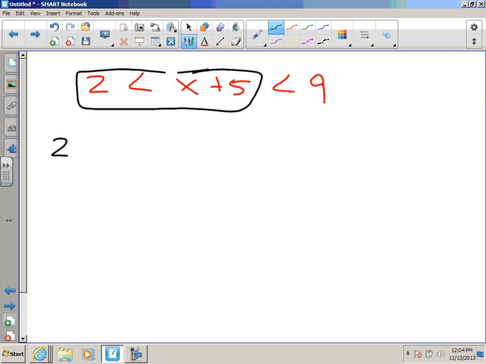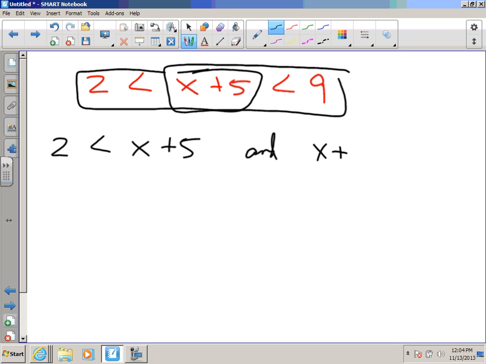is 2 is less than or equal to x plus 5. And the next one I'm going to solve is which one? X plus 5 less than 9. See how they kind of overlap? I'm going to solve for x for both of them.